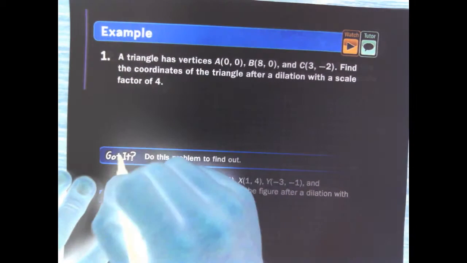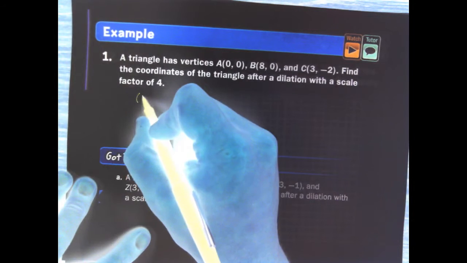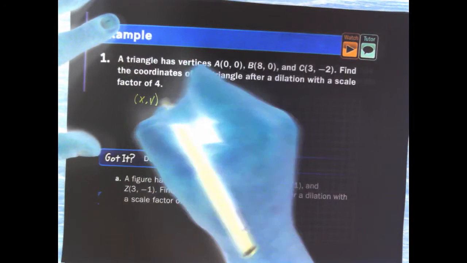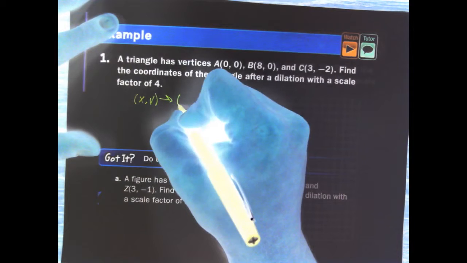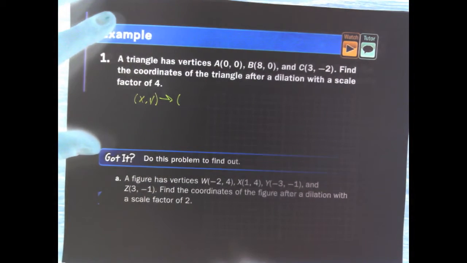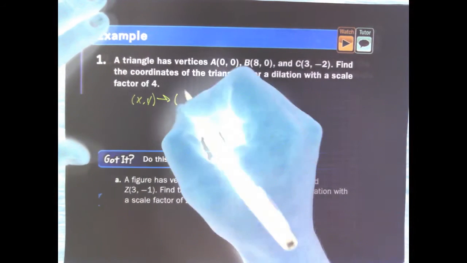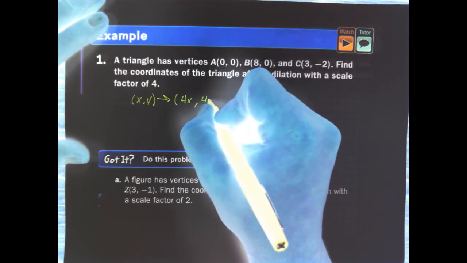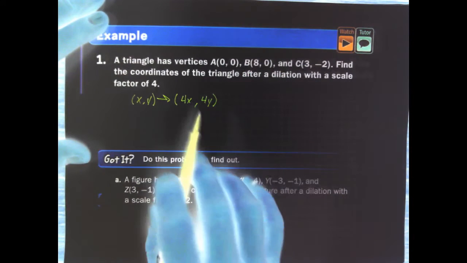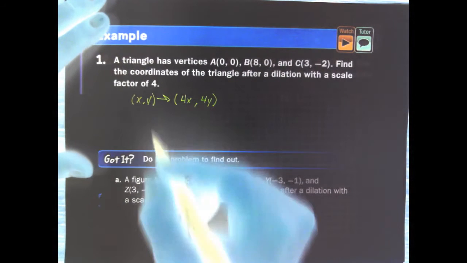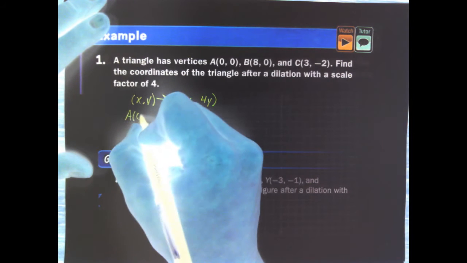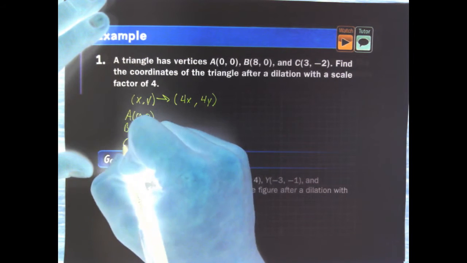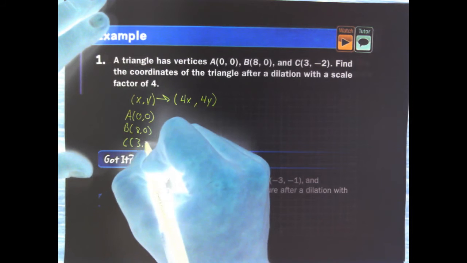Okay, so what you can do is write down the general transformation. (x, y) turns into, and now I'm going to make this specific to the problem I'm doing. So I have a scale factor of 4, so now my x coordinate is going to be 4x, and my y coordinate is going to be 4y. Why did I do that? I'm just multiplying them by 4. Okay, so here's A, which is (0, 0), B, which is (8, 0), and C, which is (3, -2).